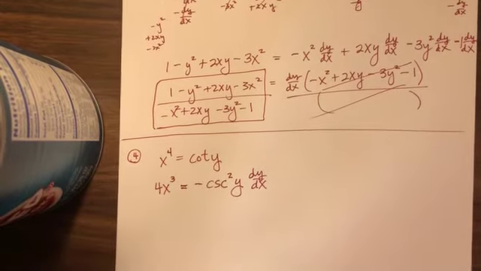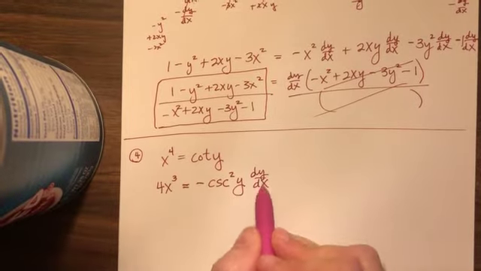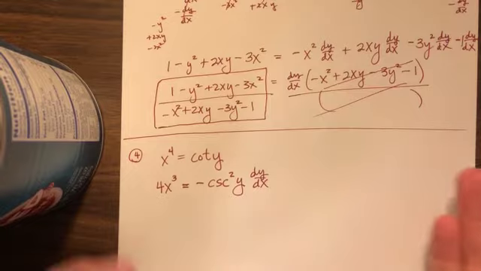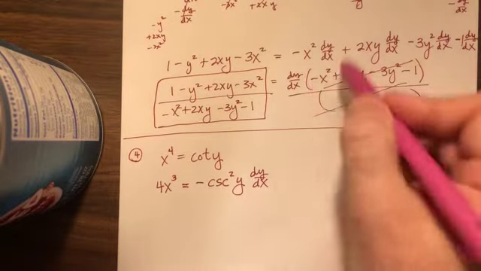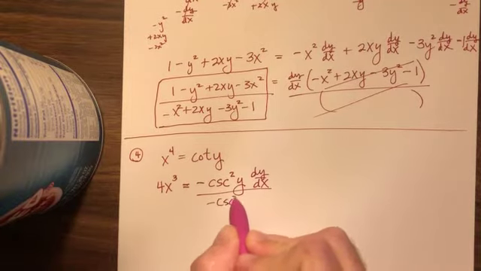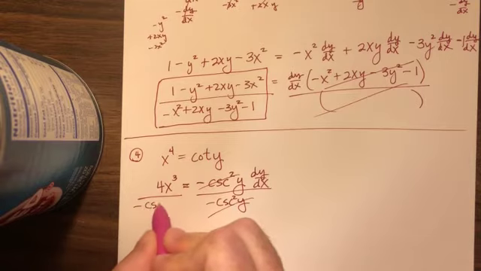Good. Okay, yeah. And so the only term that's got dy/dx is over here, and there's nothing added or subtracted to it, so there's no need to combine it by pulling it out like we've been doing. So the only thing we have to do is divide by negative cosecant squared of y, the thing in front, and they cancel. Negative cosecant squared of y.